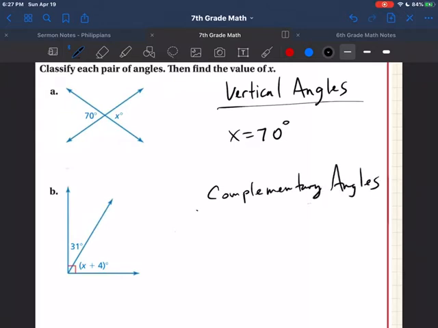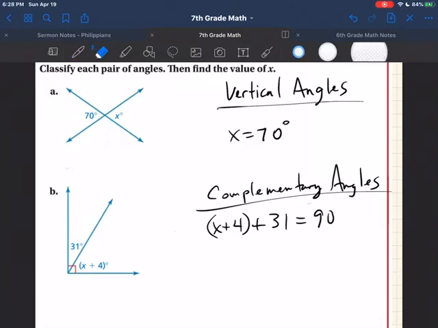I hope that's how you spell that. Otherwise, I'm going to be on the spelling flashcard kick here. Therefore, x plus 4 plus 31 equals 90. Right? Therefore, this plus this equals 90. That's what complementary means. And now I'm going to solve for x.